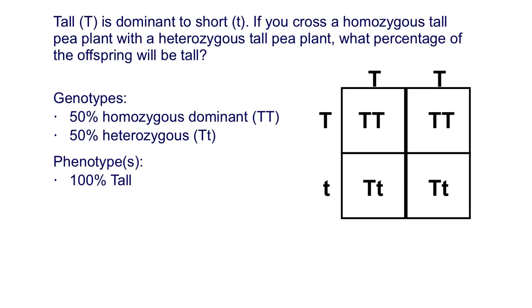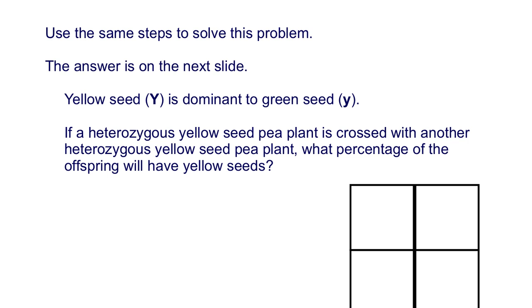So there's the answer to verify what we just did. Here's another question. Yellow seed is dominant to green seed. So a heterozygous yellow seed plant, that'd be big Y, little y, is crossed with another heterozygous yellow seed plant.